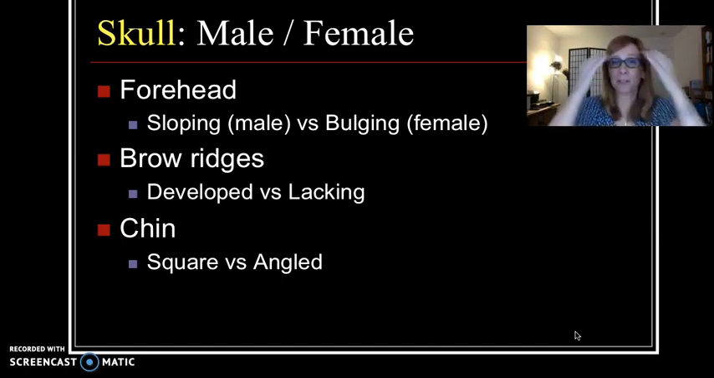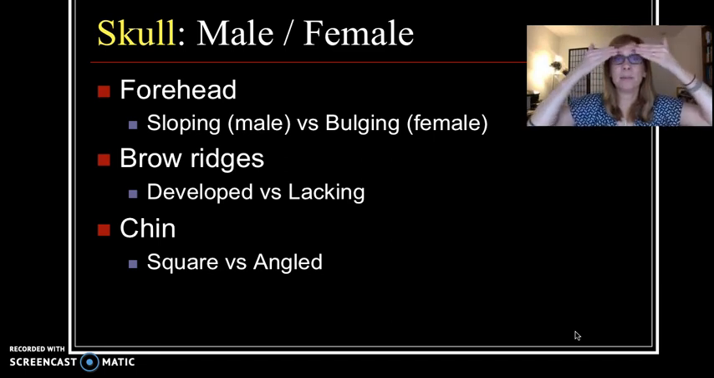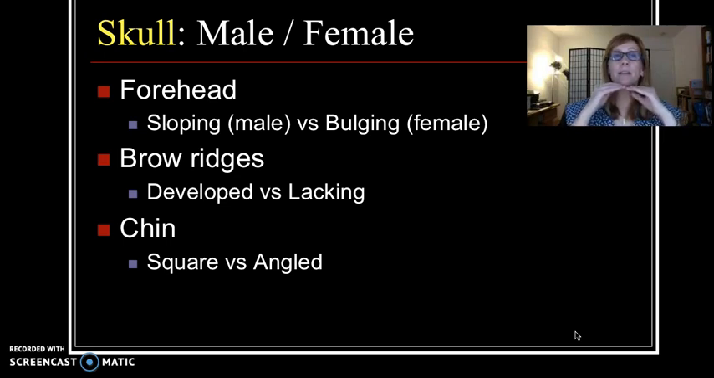Brow ridges in males are going to be more developed. Brow ridges are the bones right above your eyes, right where your eyebrows are. And these are going to be more developed in males and less developed, more flat in females. Thirdly, the chin. Right? When you think about males' chins, generally they're more squared off, whereas females' chins are more angled. Okay?